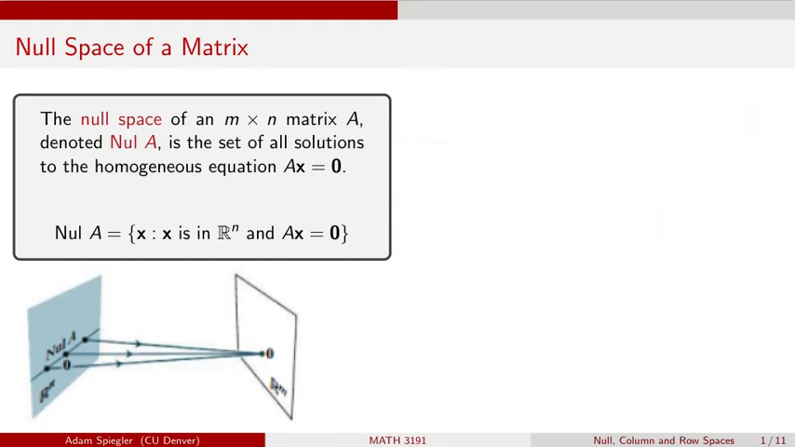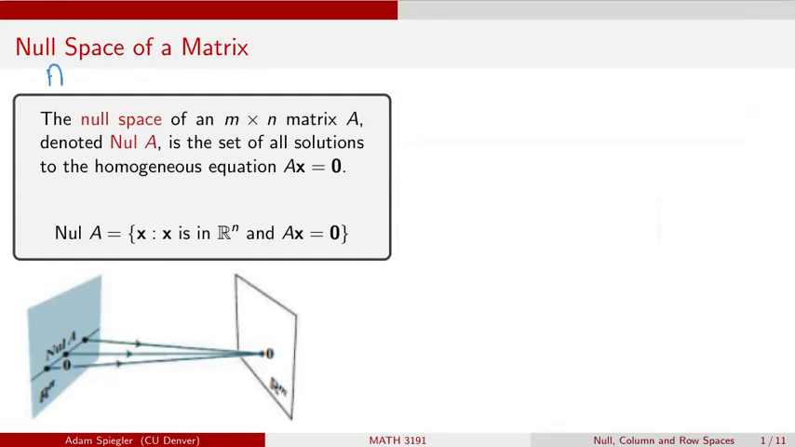Okay, welcome everybody. So far we have been thinking about vector spaces, and then we defined what it means to be a subspace of a vector space. So in the next set of videos, I want to take a look at some really special subspaces of vector spaces that we can imagine from matrices. So in particular, let's consider an m by n matrix A.